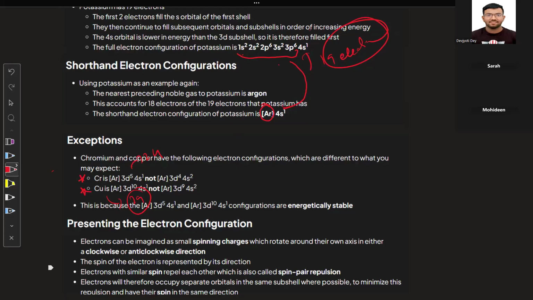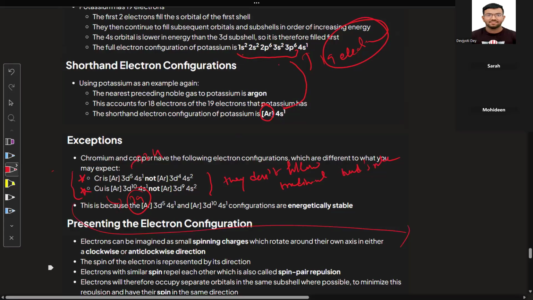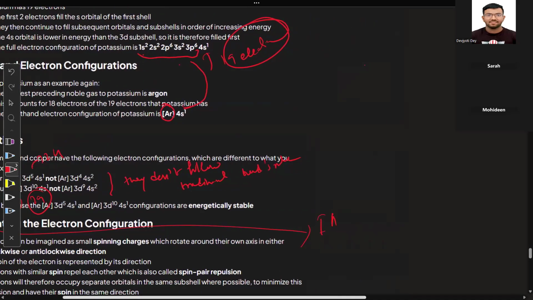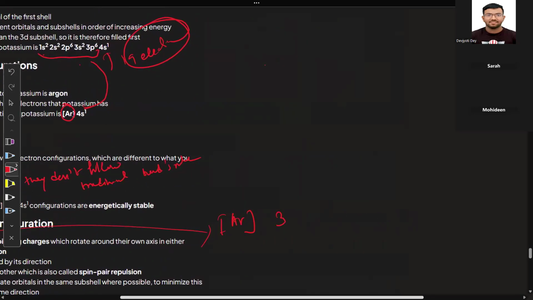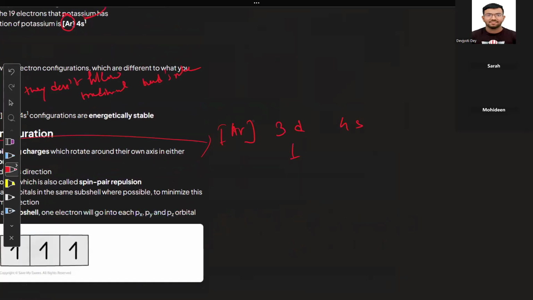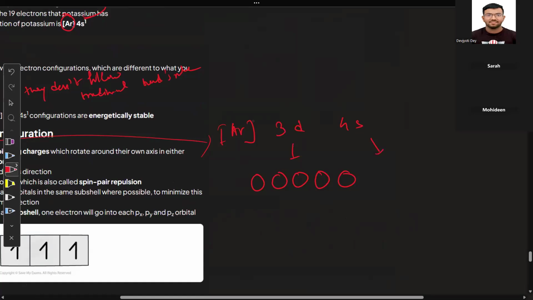Now, according to Hund's rule, you should expect something else, but they don't actually follow the traditional Hund's rule. These are the only two elements like this in our electronic configuration. Why? Let me show you. Argon, I don't have to show this. Now check out 3d and 4s. We know the d subshell has how many orbitals? Sarah, 4 or 5? 5 orbitals, isn't it?